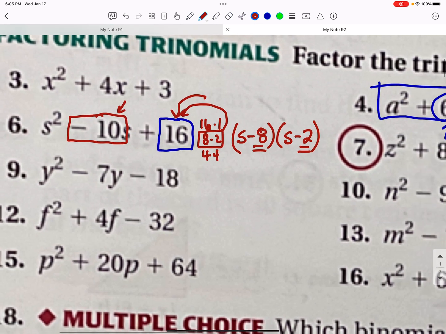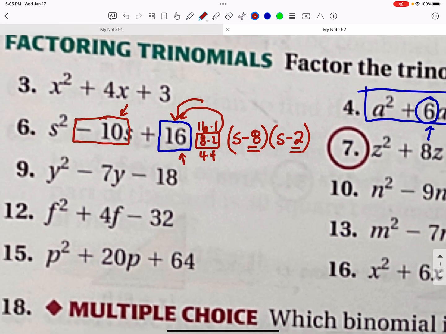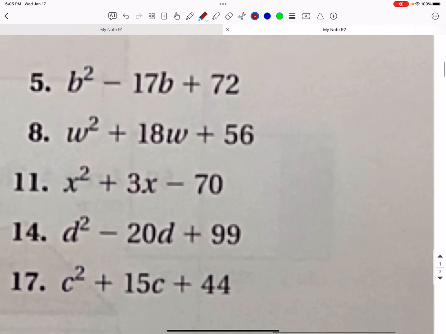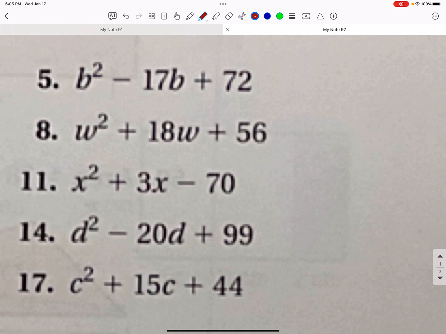You just got to play a game in your head. What multiplies together to make the back one? What two numbers add together to make the middle one? If I'm going to do number 8, I'm going to think, what two numbers multiply to make 56 and add to 18? Well, I know 8 times 7 is 56, but 8 and 7 can't add together to make 18. So I've got to think of some other things. What else makes 56? 16, 14, 13. I don't know. 2 times 28. I don't know how that makes 18.